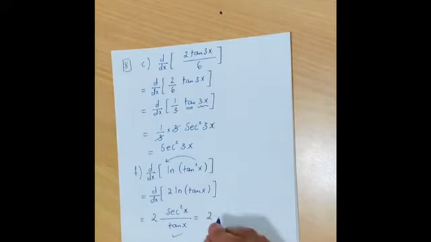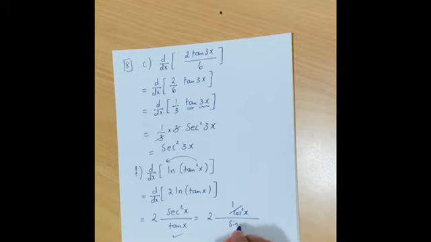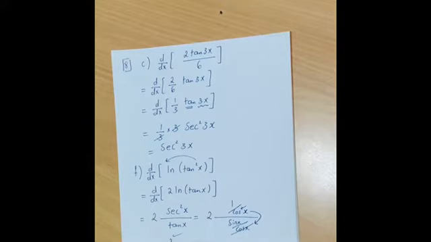Sec squared is 1 over cosine squared, and tan is sine over cosine. So squared cancels cosine. It's 2 cosine in the numerator and 1 cosine in the denominator. Squared cancels cosine. Then the denominator of the numerator goes down. So you have 2 over sine x cosine x.